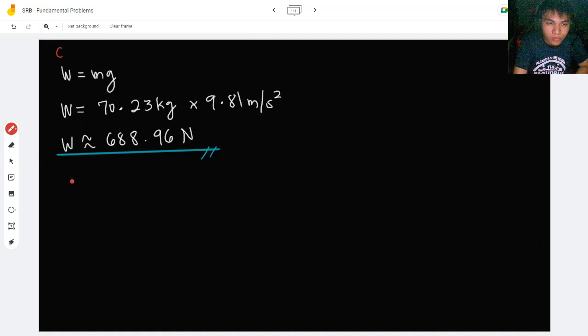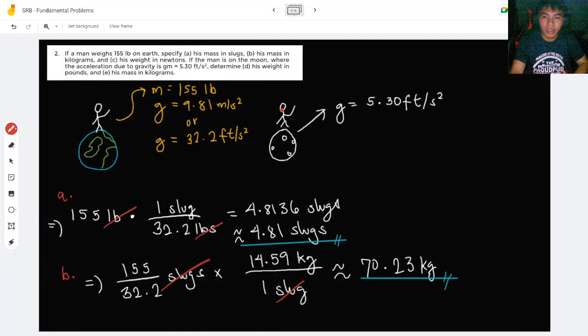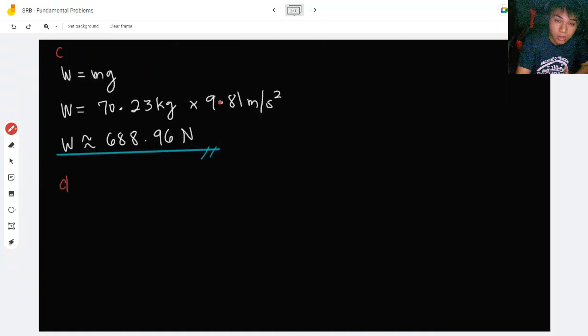And now for part D. So we're on the moon now. Okay? So we're right here now. And for part D, we're asked to find the weight in pounds. Now, I want to reiterate that this might be confusing for some if you are converting directly.